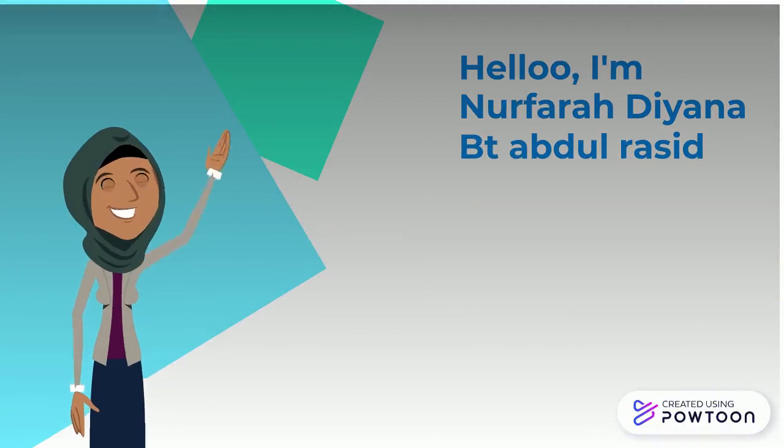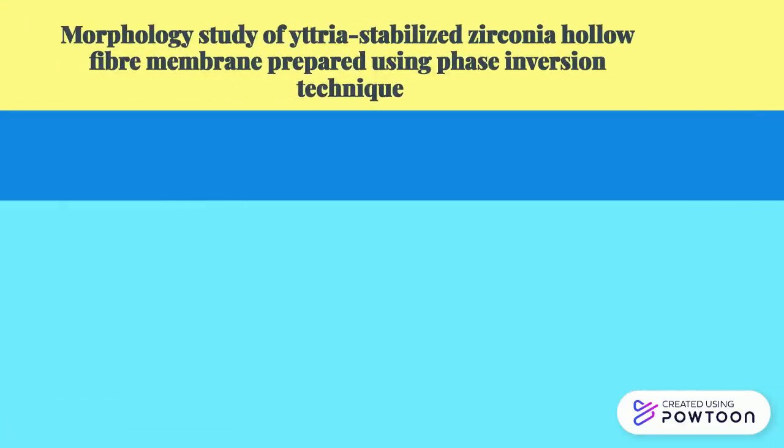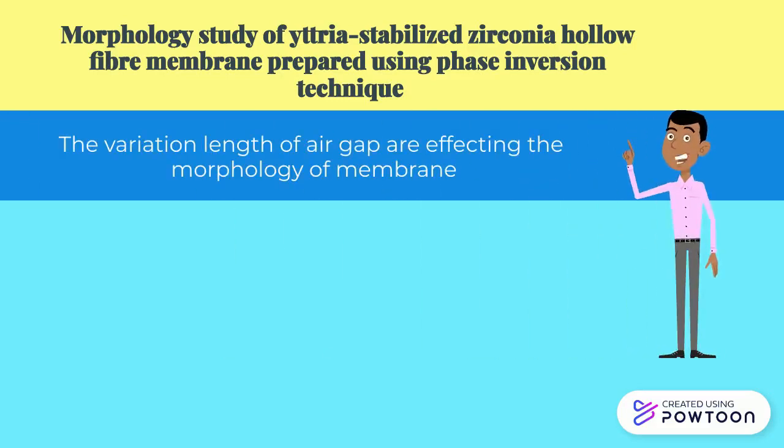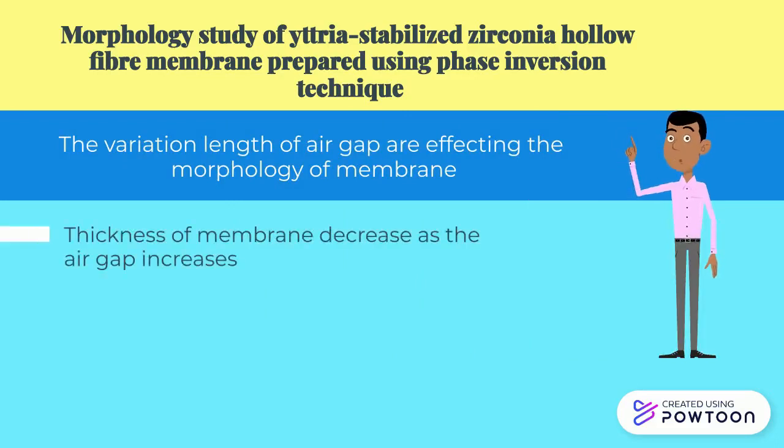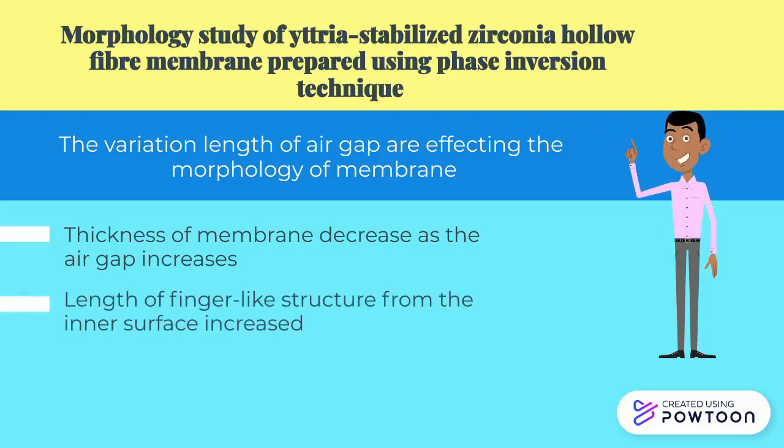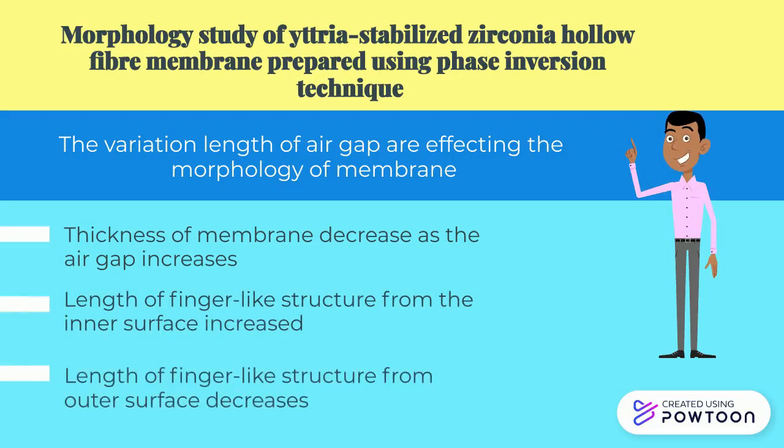Let's go. For the first article of the yttria-stabilized zirconia hollow fiber membrane, it stated that variations in the length of the air gap affect the morphology of the membrane. When the air gap increases, the thickness of the membrane decreases, which then causes the finger-like structure from the inner surface of the membrane to increase, while the finger-like structure from the outer surface decreases. This will technically affect the mechanical strength of the membrane. As the thickness of the membrane decreases, the strength also decreases.